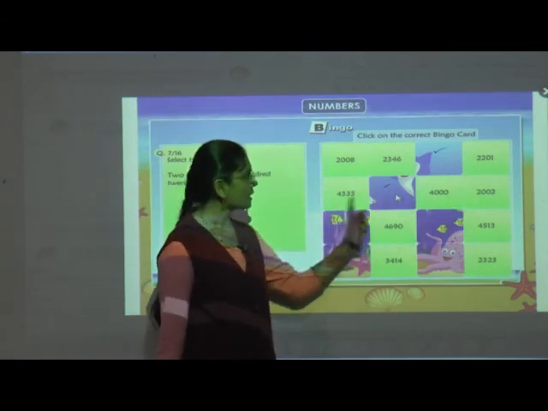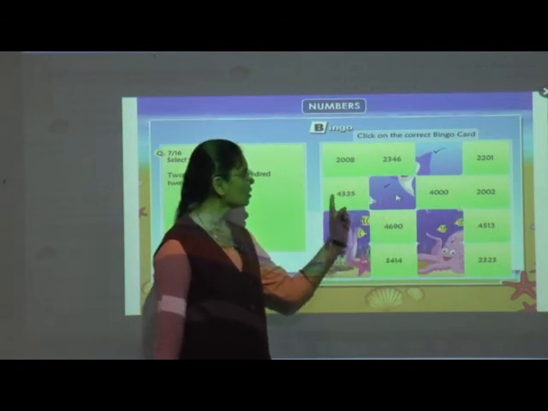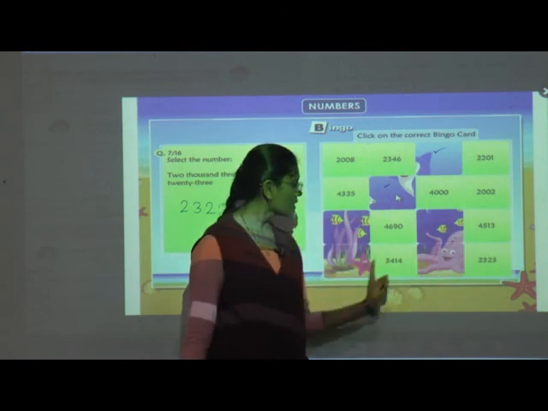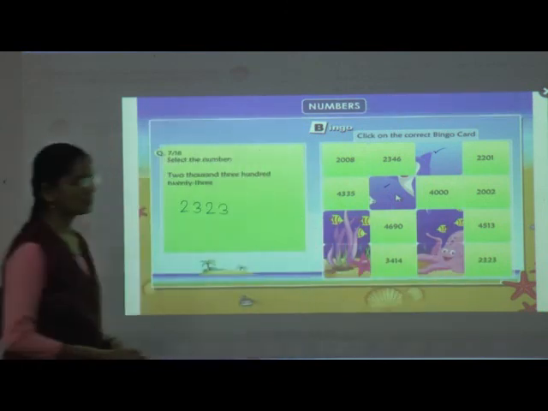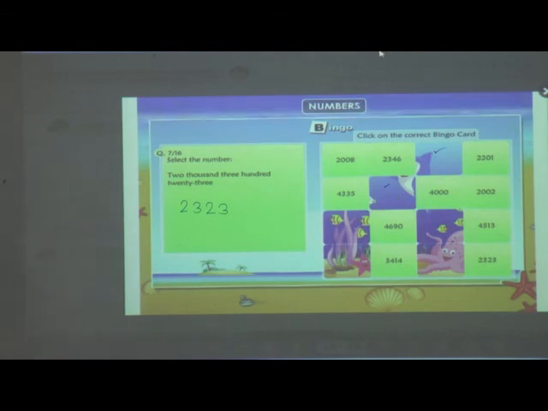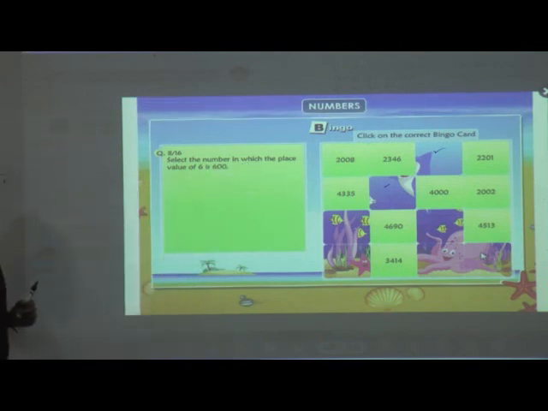No. See the second line number. Can you see the number? Same number here? No. Then see here. Yes, our answer is here. So just click on that answer and let us see whether the answer is correct or wrong. Yes, very good. The answer is correct. Now move to the next question.